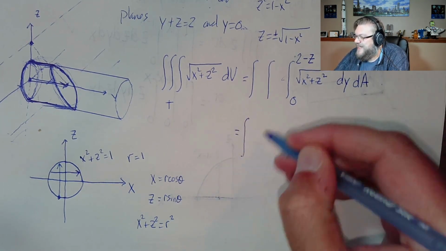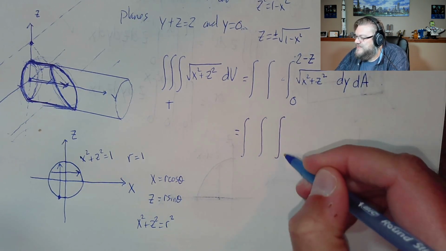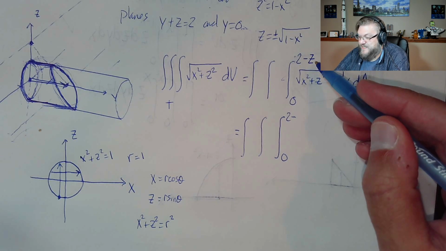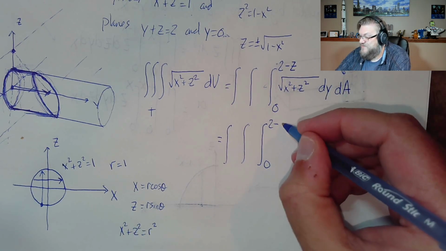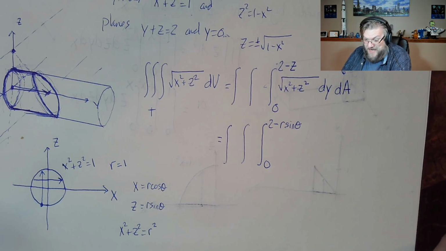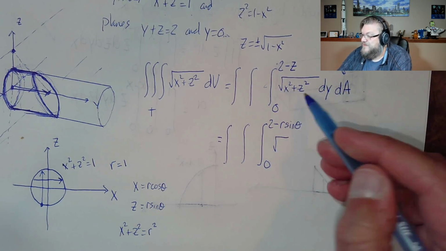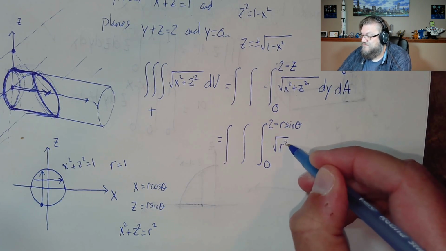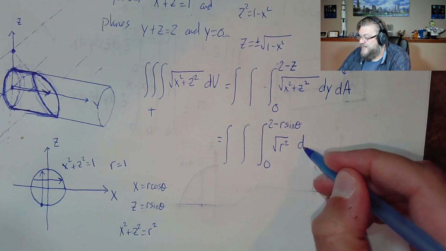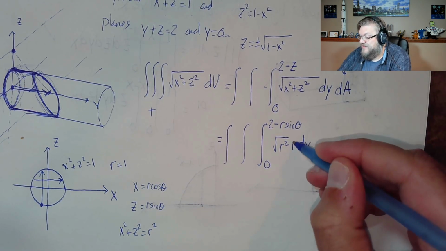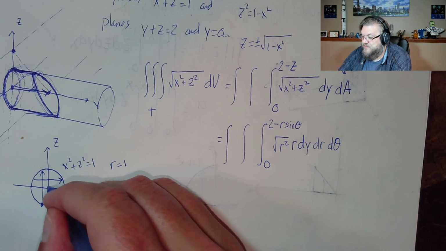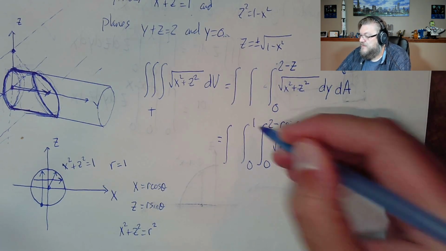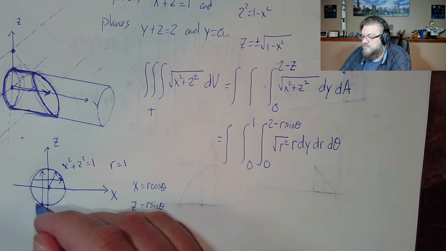I want to now think about what this would look like. This is going to be from 0 to 2 minus now z. Wait a minute, z is not allowed in polar, is it? And so z equals r sine theta. That would put an r sine theta there. So that made that more complicated, unfortunately. But look at this great simplification we had here. This is the square root of what? x squared plus z squared, that's r squared. And then we have dy. And then dA is r dr d theta, so I'll put the r there. And then we have dr d theta. r goes from 0 to 1. Theta goes from 0 radians to 2 pi radians.